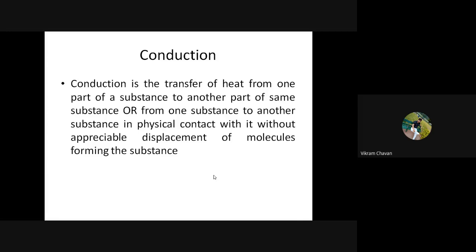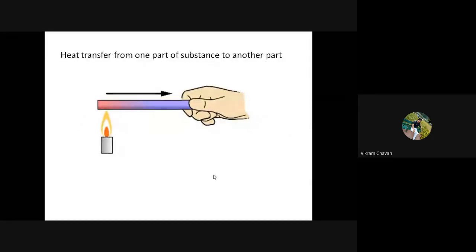We also discussed examples of heat transfer within a substance, from one part of a substance to another part. We heat this rod at one end, and the heat transfers from the hot region to the cold region of the rod. That is heat transfer within a substance.